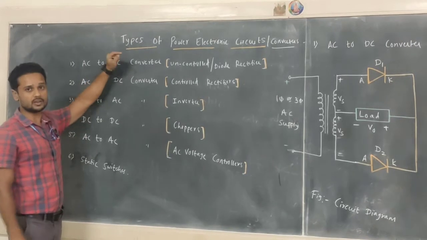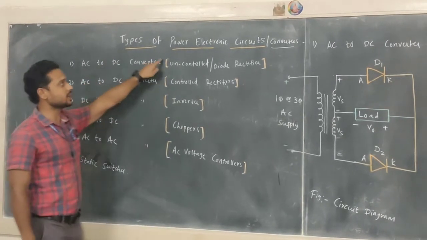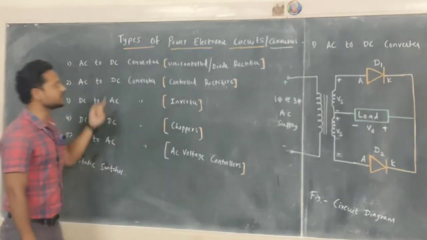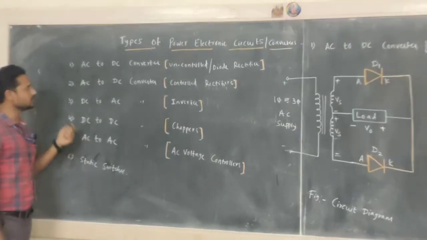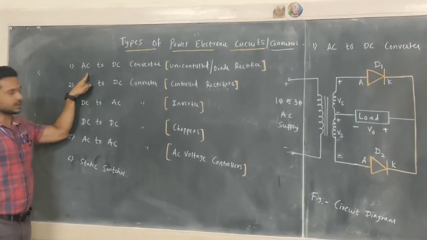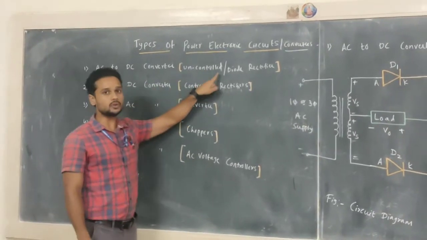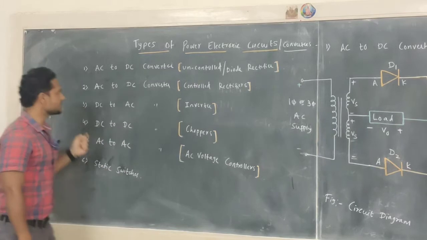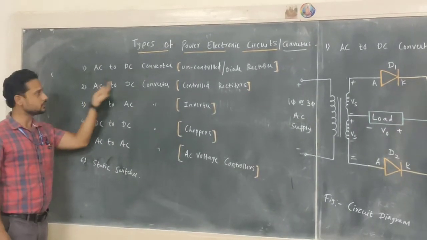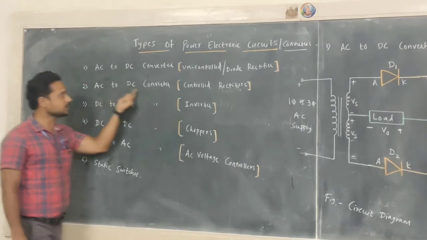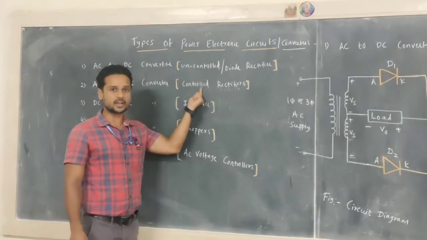Okay, so here we will concentrate on the different types of power electronic circuits or converters. The different types of power electronic converters are: first, the AC to DC converter, which is also called an uncontrolled or diode rectifier. Second, again an AC to DC converter. The objective of these two remains the same, but this one is called a controlled rectifier.